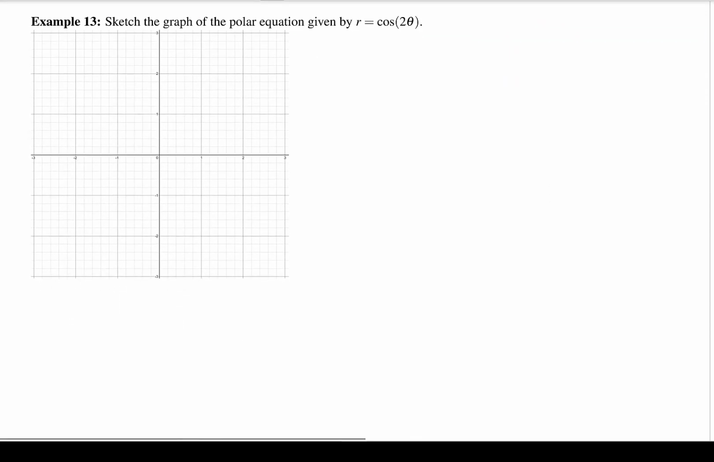Okay, so for example 13, we're asked to sketch the graph of r equals cosine 2 theta. Well, I know that k is even, so I should have 4 petals, and cosine starts on the x-axis. So notice here, if I plug in theta equals 0, this would be r equals cosine of 0, so this should go to 1, so that's how I know what this distance is.